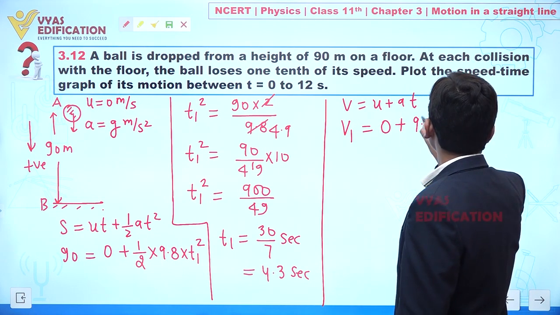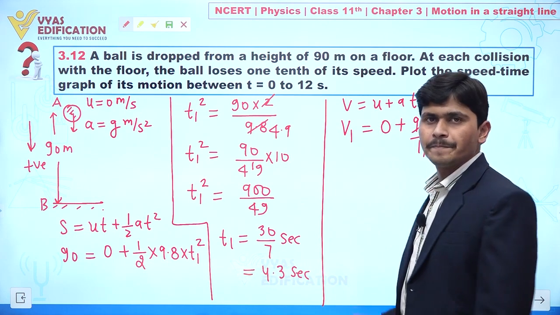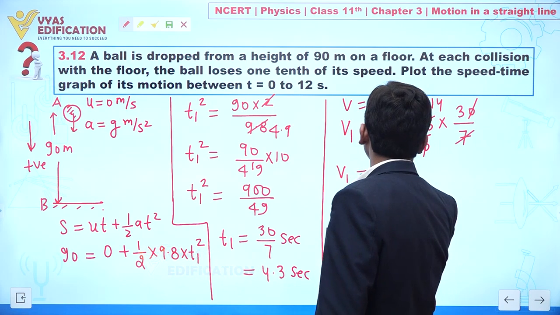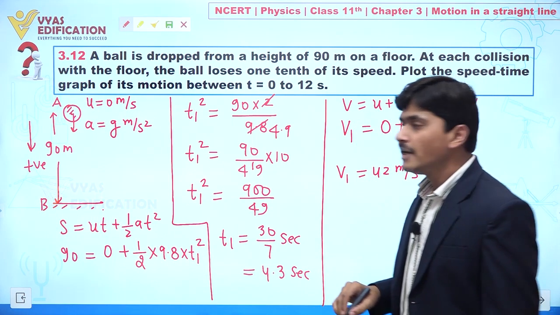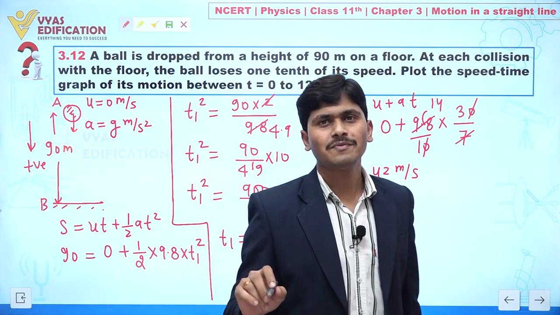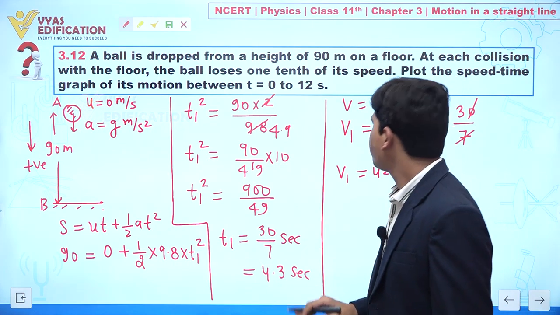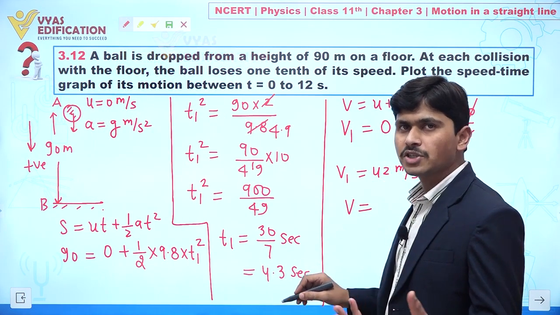From here you can say this is 10, this one and this one cancel out, and this is 14. So the v1 value is 42 meter per second. It means when this ball strikes the ground, it will have a velocity of 42 meter per second.